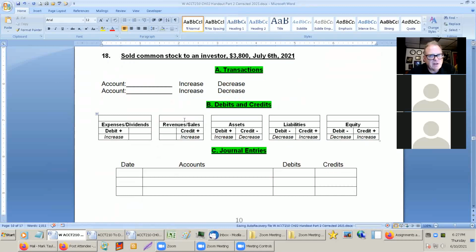So common stock to an investor. This one is something we already had. What accounts are we going to use? Common stock, and cash, because we sold it and they gave us cash. Yeah, this is actually one from the balance sheet. So common stock.